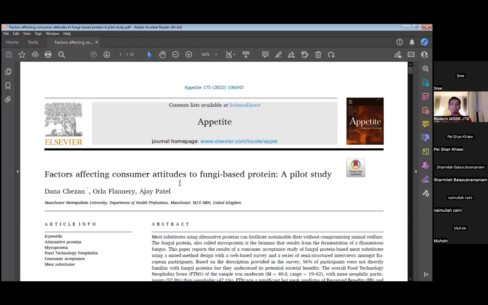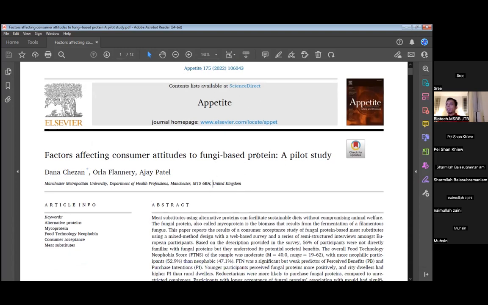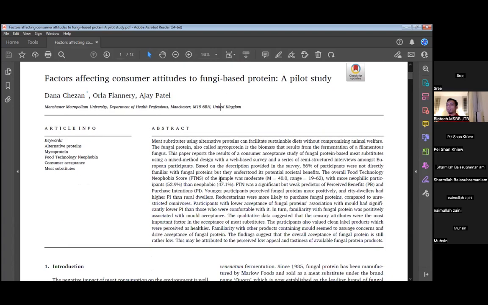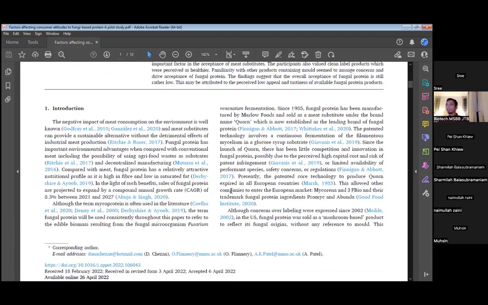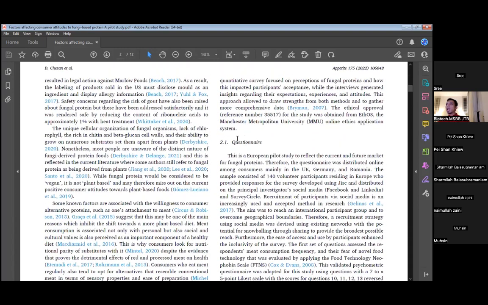It's not like normal research for biotechnology that does wet lab work in the lab, right? But it uses a survey in order for us to get the information. So they are looking at a meat substitute using fungi-based protein, and how they can get this. Okay, I don't have to read through all the introduction part, but the main important one is how they conducted the questionnaire. You see how they conducted the questionnaire.